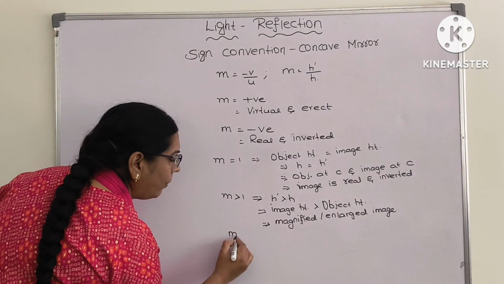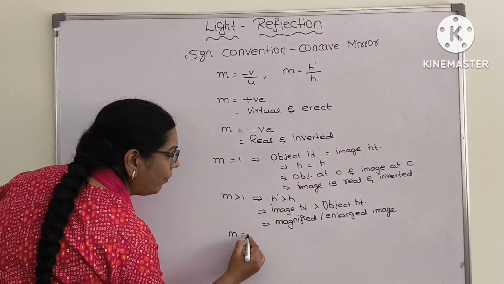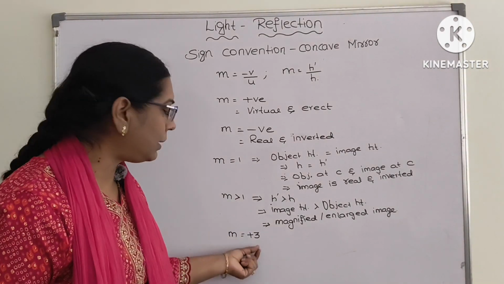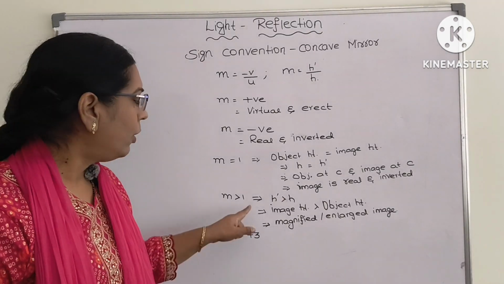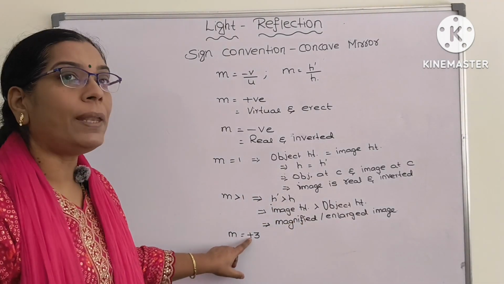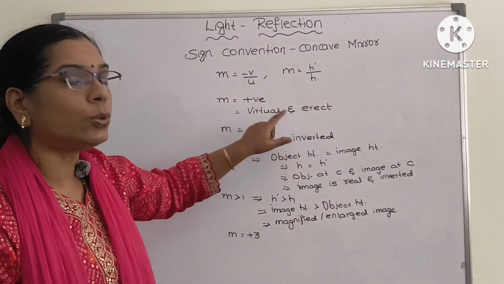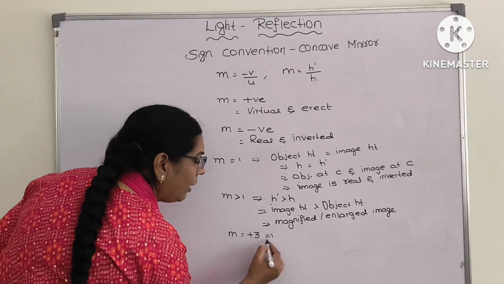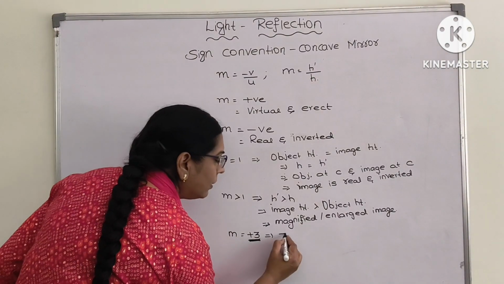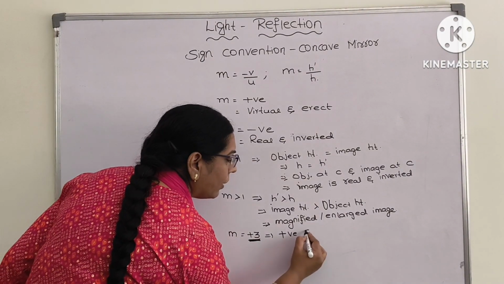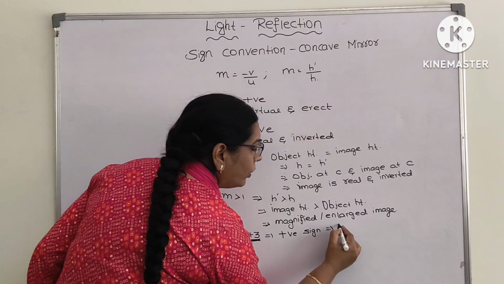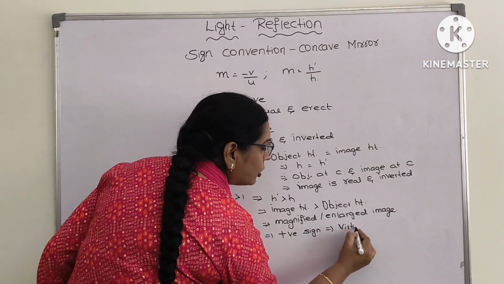However, suppose I say m is plus 3. 3 is greater than 1, so it is magnified. And also plus. Plus tells you that it is a virtual image. So how can you analyze this value? The positive sign, what does this mean? It means it is a virtual and erect image.